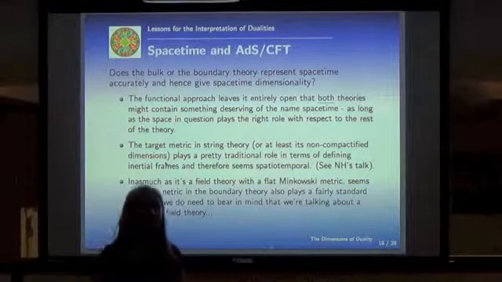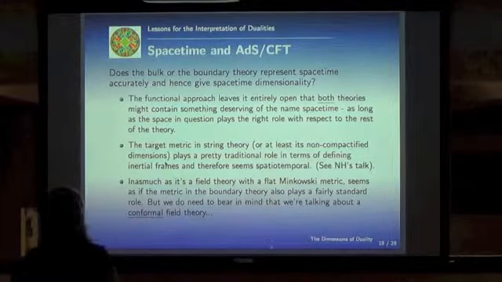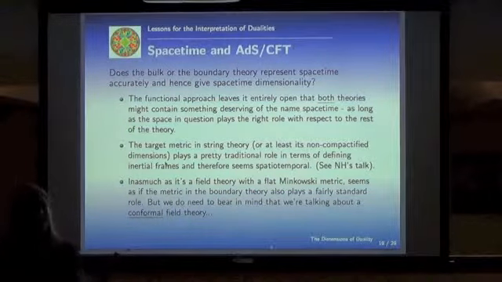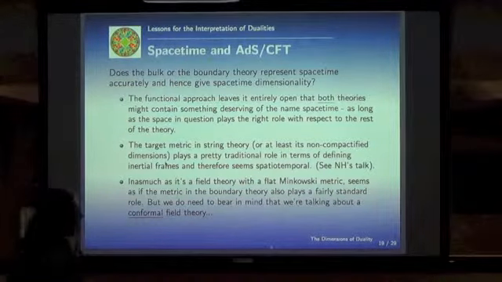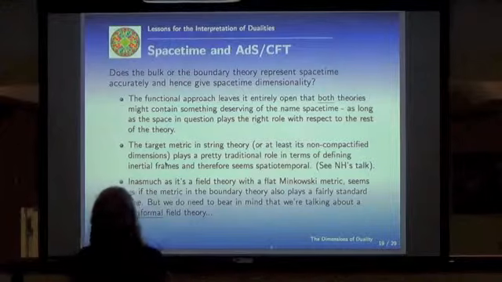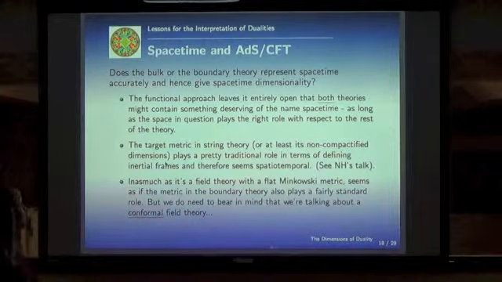Well, the first thing to bear in mind is one of the great things about thinking of this as functionally defined: that leaves it entirely open that both theories might contain something deserving of the name space-time. As long as the space in question plays the right kind of role with respect to the rest of the theory, this is something that could be multiply instantiated, in different ways. So we don't have to have an either-or on this question.